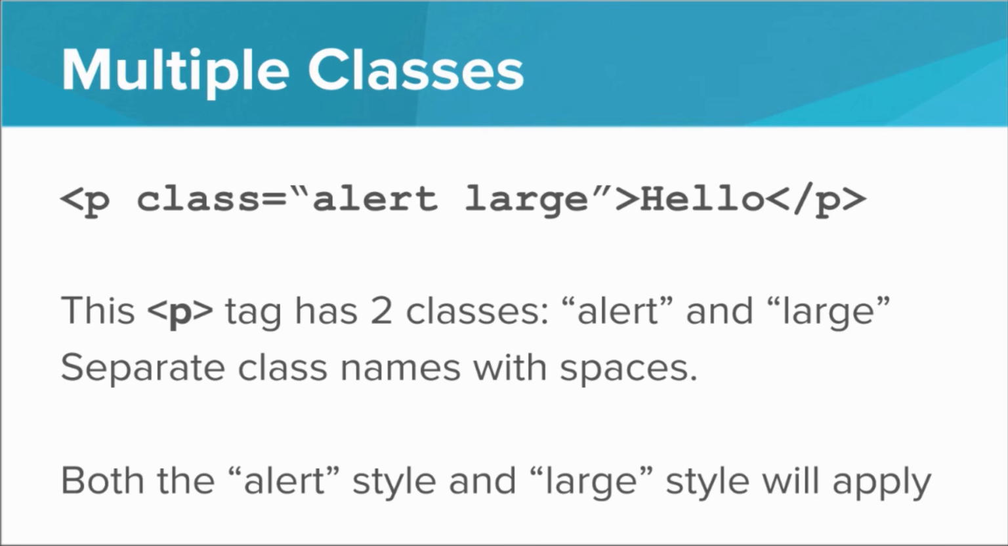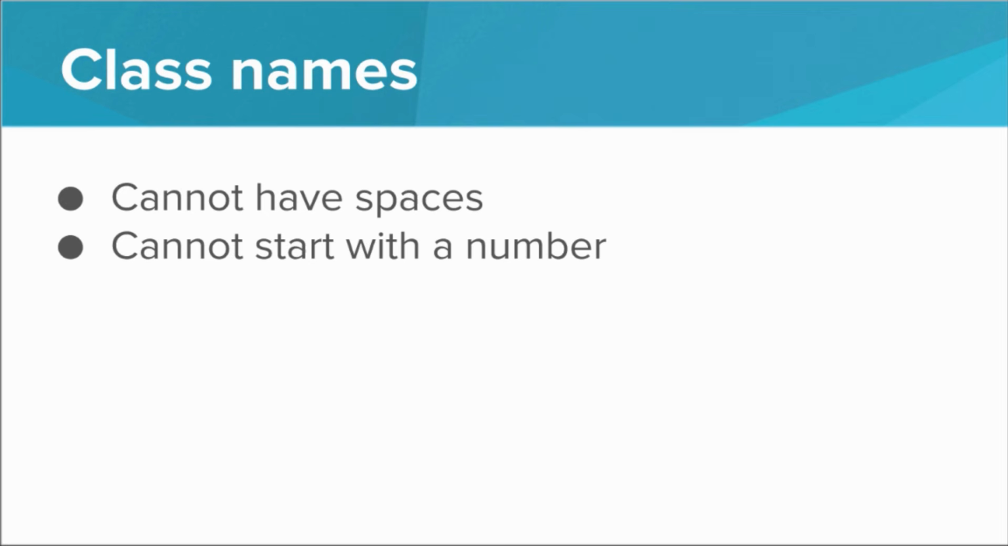Tags can also have multiple classes. If we want a tag to have more than one class, all we have to do is separate the class names with spaces. So this p tag has two classes, alert and large. That means that if we have CSS rules for the alert class and the large class, both of those CSS rules will apply to this element.